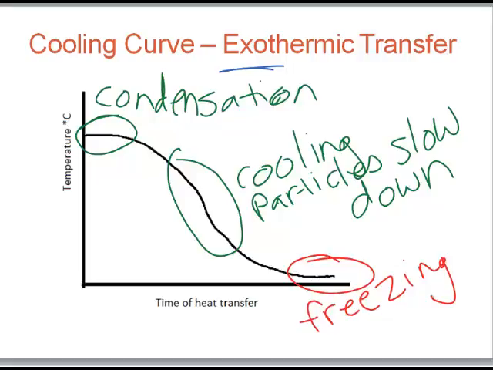Okay, and one thing I want to point out too, the freezing temperature of water is 0. The condensation point of water is 100. Okay, so the boiling point and the point it condenses at are the same temperature. The freezing point and the point to melt at, same temperature.